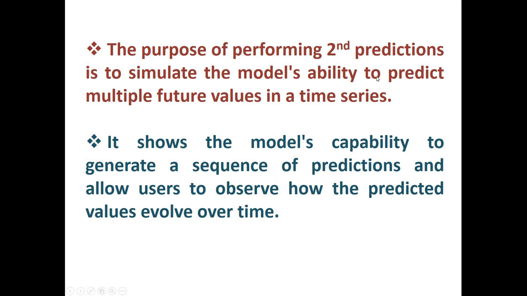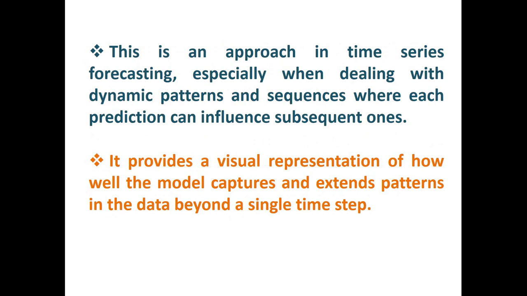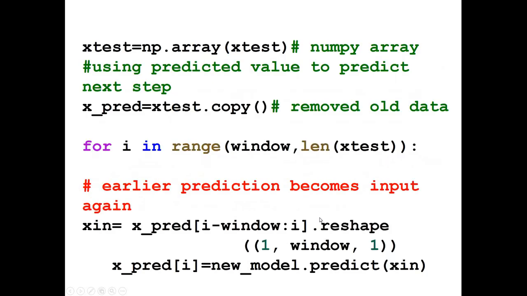So the purpose of performing a second prediction is to simulate the model's ability to predict multiple future values in a time series. It shows the model's capability to generate a sequence of predictions and allows users to observe how the predicted values evolve over time. So this is an approach in time series forecasting, especially when dealing with dynamic patterns and sequences where each prediction can influence subsequent ones. So it provides a visual representation of how well the model captures and extends patterns in the data beyond a single time step.